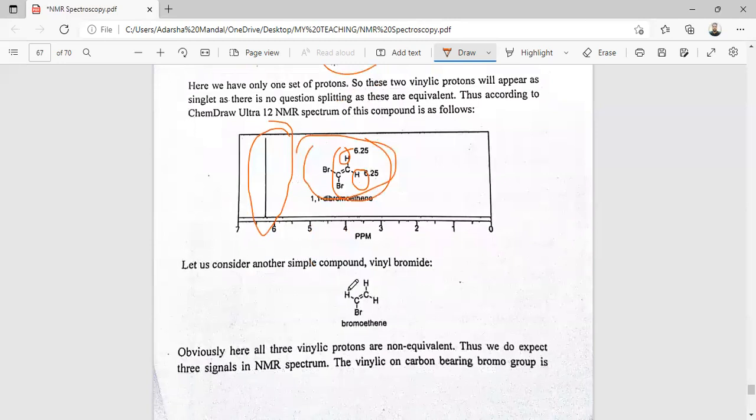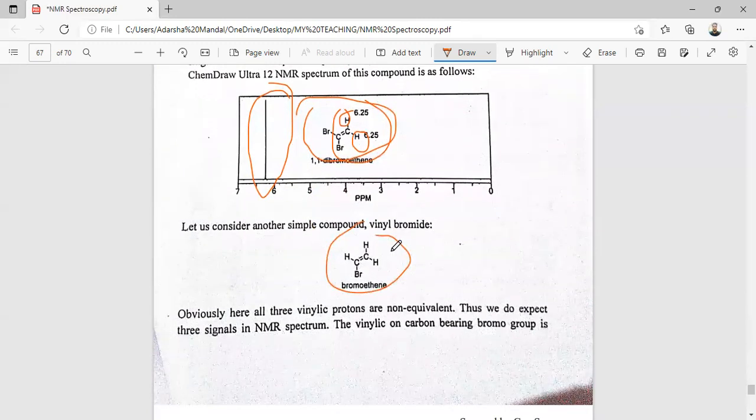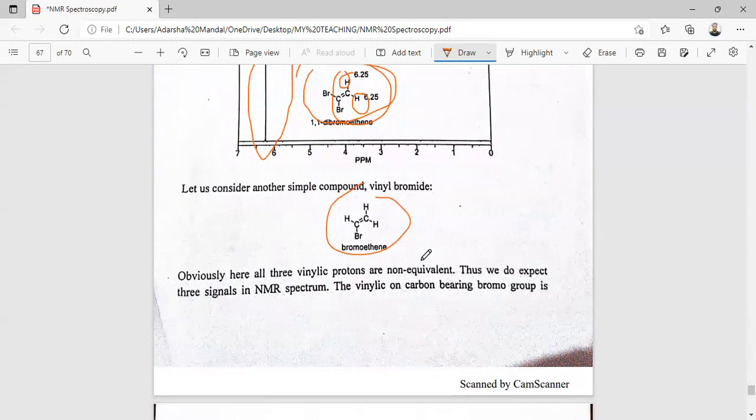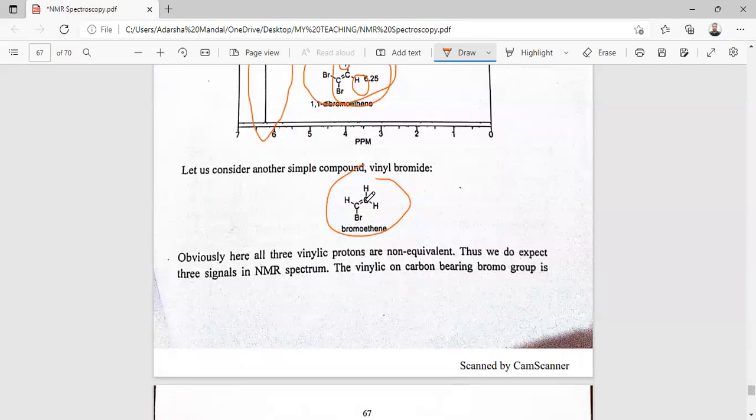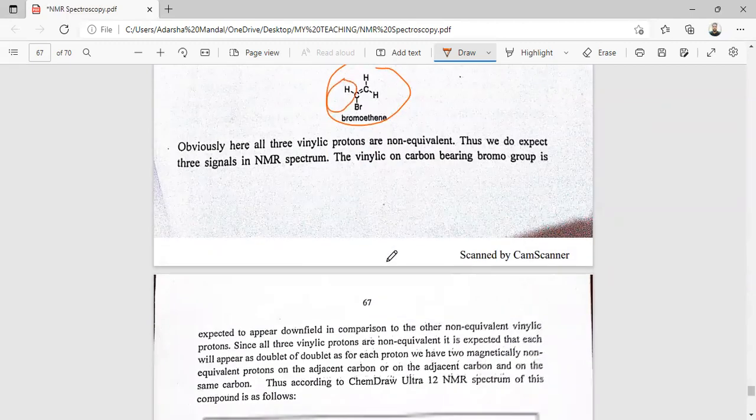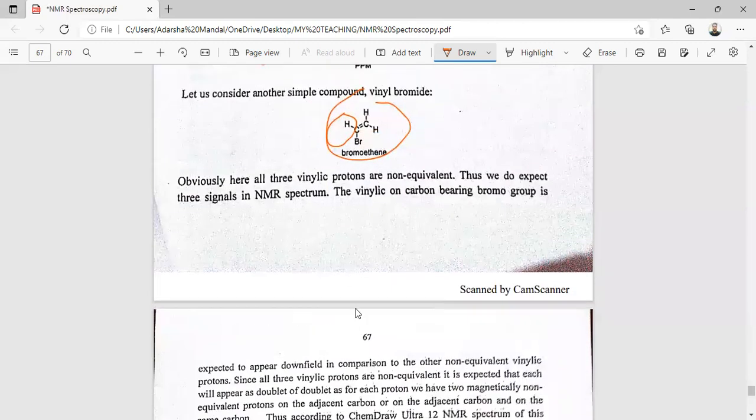Now, if we consider bromoethene, that is vinyl bromide, here also there are three sets of non-equivalent protons. So we may observe a total of three signals in the NMR spectrum. The vinylic proton on the carbon bearing the bromo group is expected to appear downfield in comparison to the other non-equivalent vinylic protons.